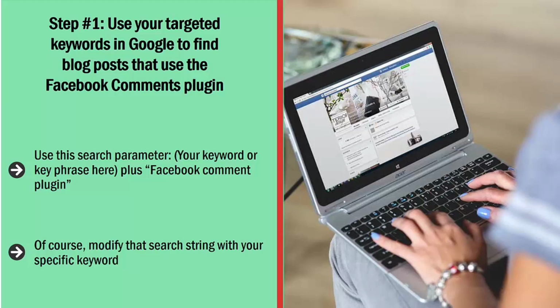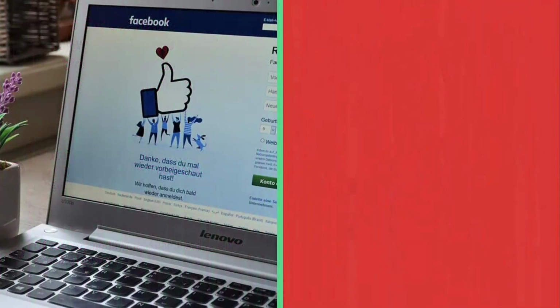You use one keyword at a time. I know you have a lot of keywords on your list. Do unique searches for each one of your keywords using that string, and you should be able to retrieve a lot of results on Google.